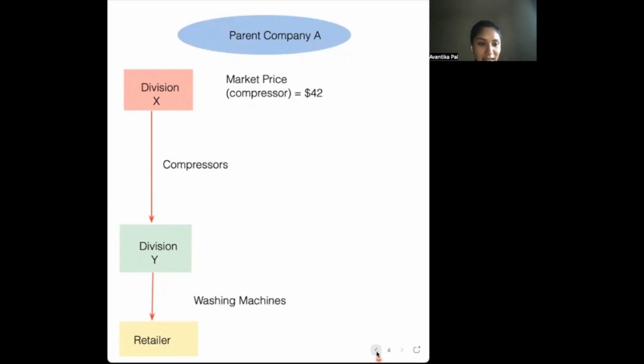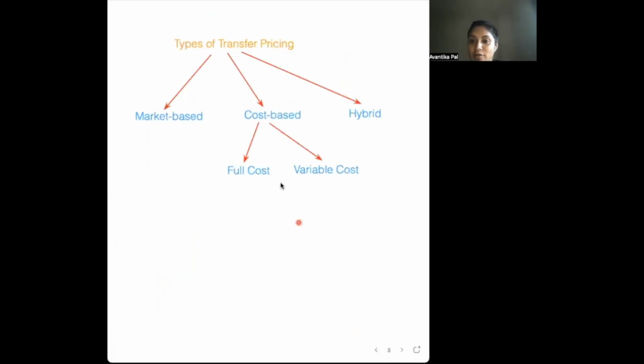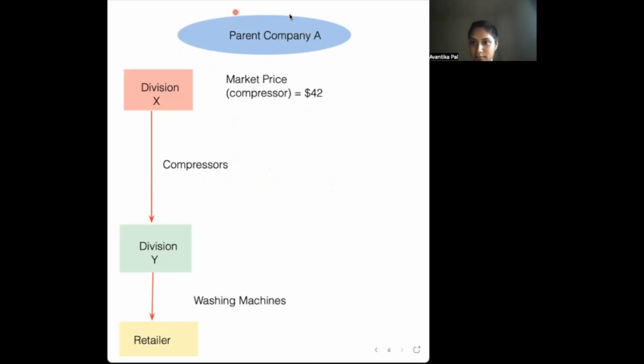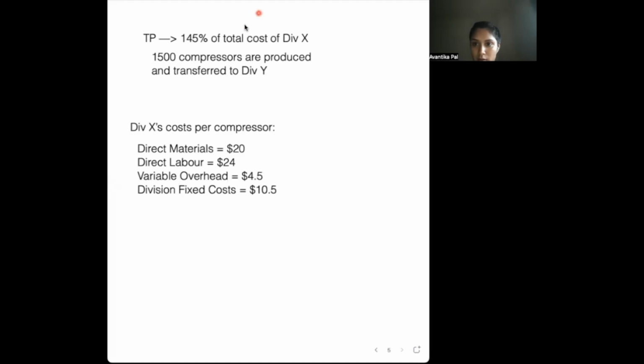Now the question is saying to assume that the transfer price for the compressor is 145% of the total cost. So since it's the total cost, they're asking us to use a transfer pricing method of the full cost, which is under the cost-based method. So you're not just considering your variable cost, but also your full cost. So now we know that the transfer pricing method that we have to use is the full cost one. So 145% of the total cost of Division X.